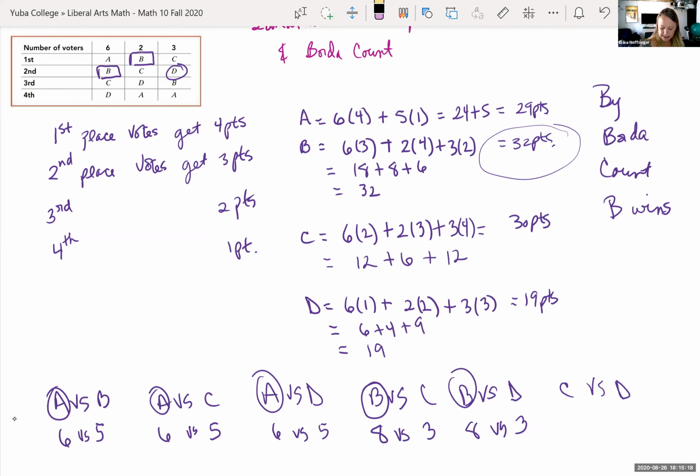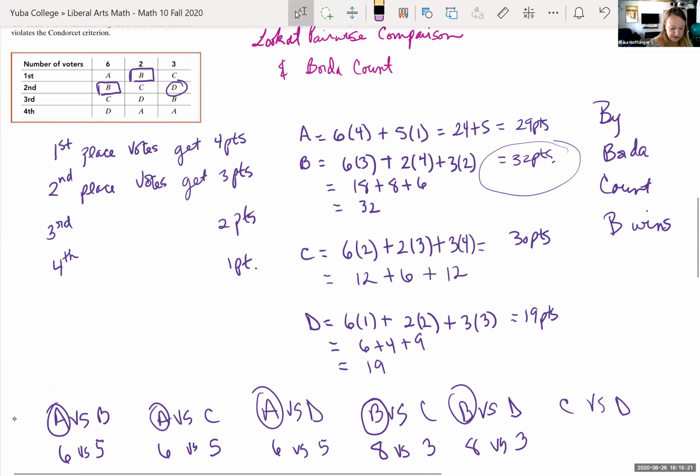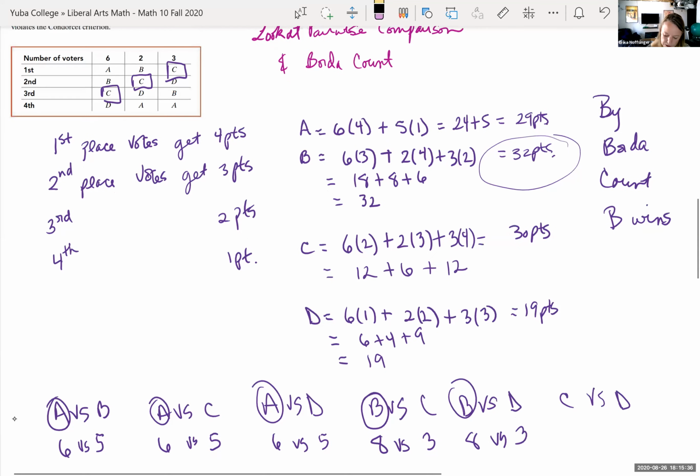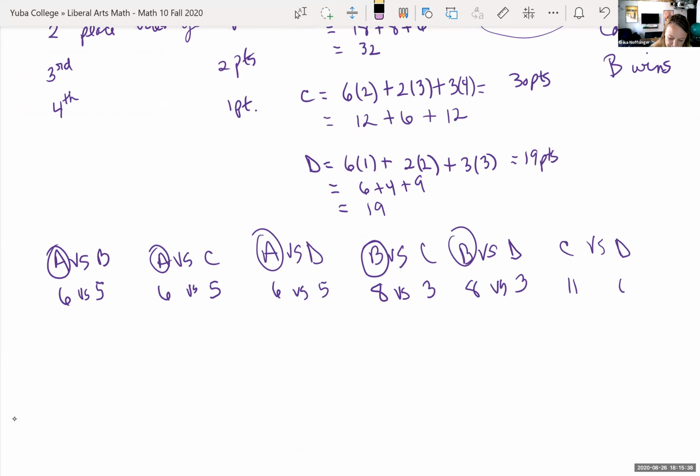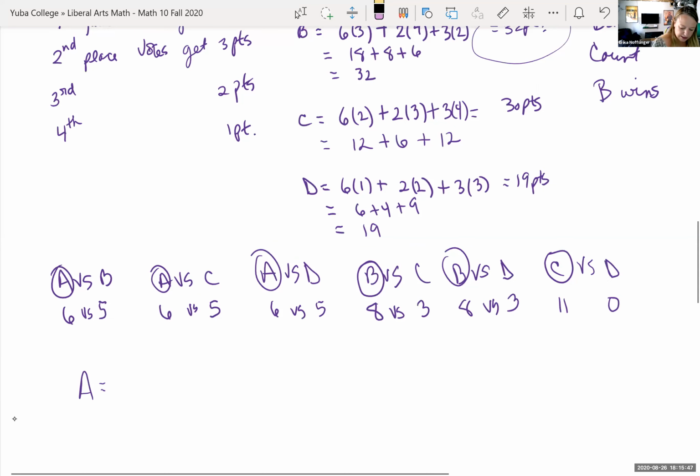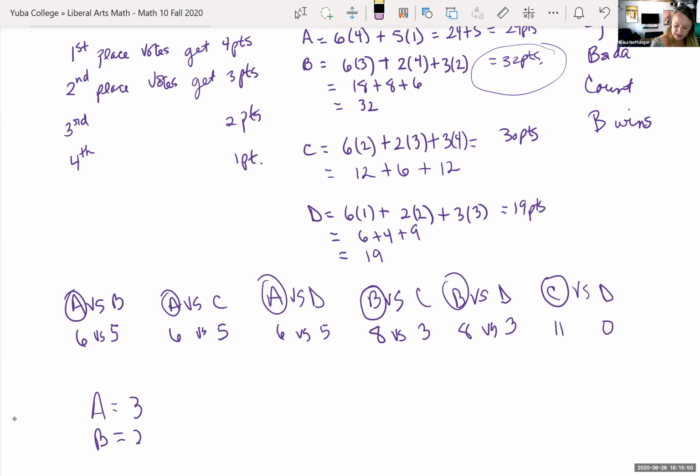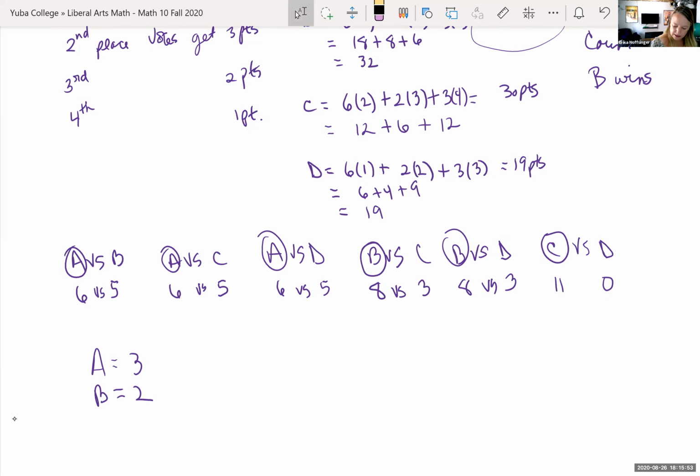And then C versus D. So C wins in the first column, they're higher. C wins in the second column because they're higher than D, and C wins in the third. And so C here wins all of the votes, 11 votes. D got 0, and so C wins. But out of the pairwise comparison, A wins 3 of the times, B wins 2 of the times, and C wins 1 of the time, and D wins 0.